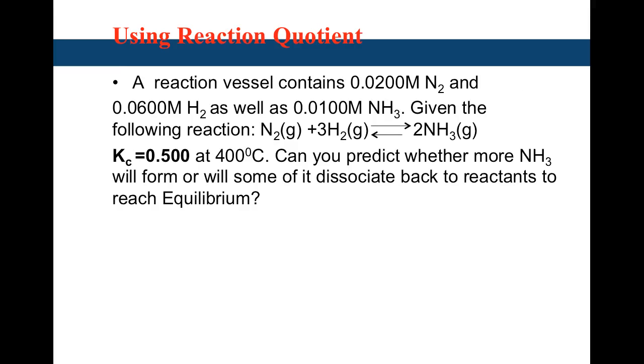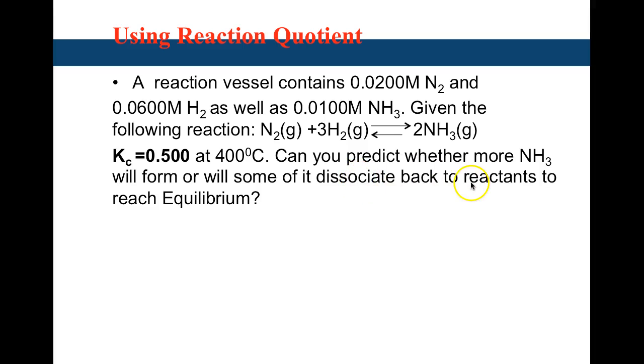So in a reaction vessel, these are the numbers you're given. This is nitrogen and hydrogen forming ammonia. So you have 0.02 of the nitrogen, 0.06 of the hydrogen, and 0.01 of the ammonia. The Kc value is 0.5. The temperature at which this Kc value is listed is 400 degrees centigrade.